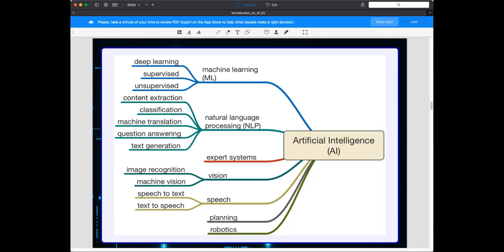So vision is image recognition, which you will be doing in the e-traffic project in GP1, of course. In GP2, you will continue your project, but in GP1, you will finish the image recognition, and hopefully the system will recognize the images of the vehicles. It could also have machine vision. Machine vision and image recognition are the same.